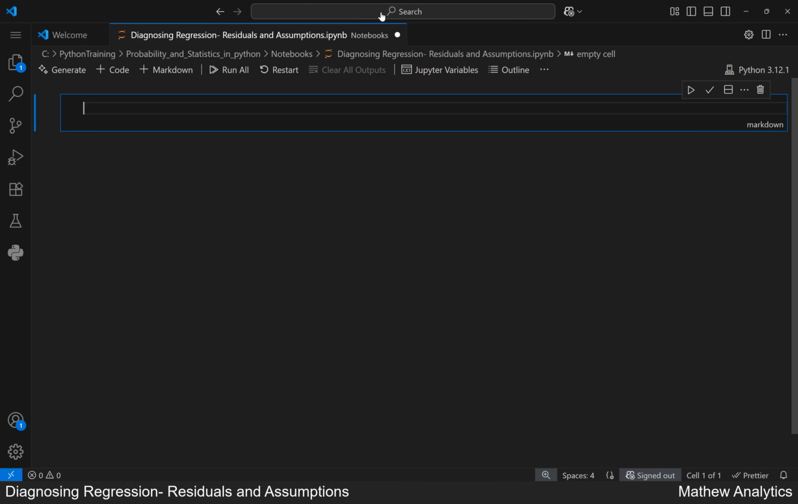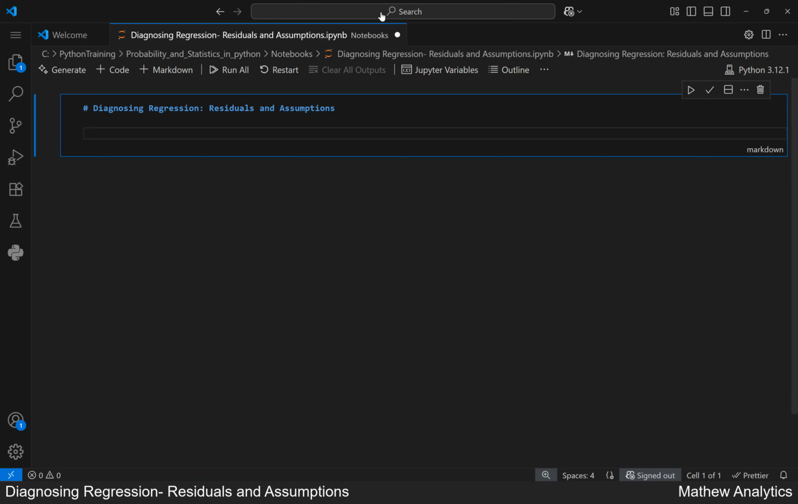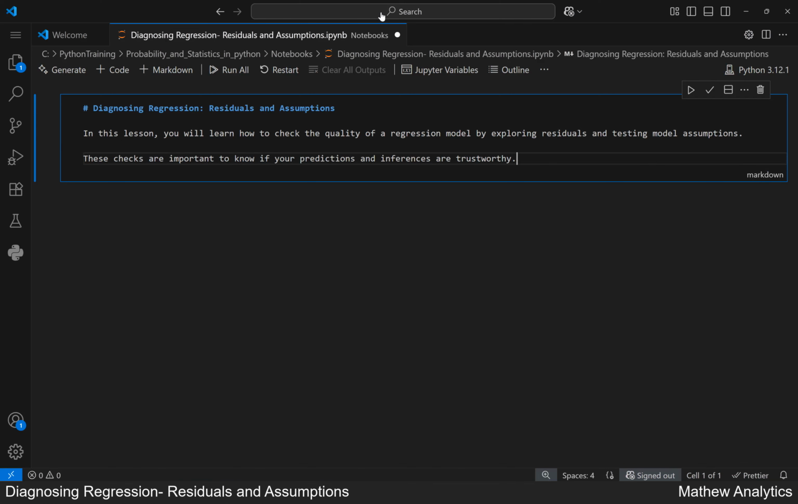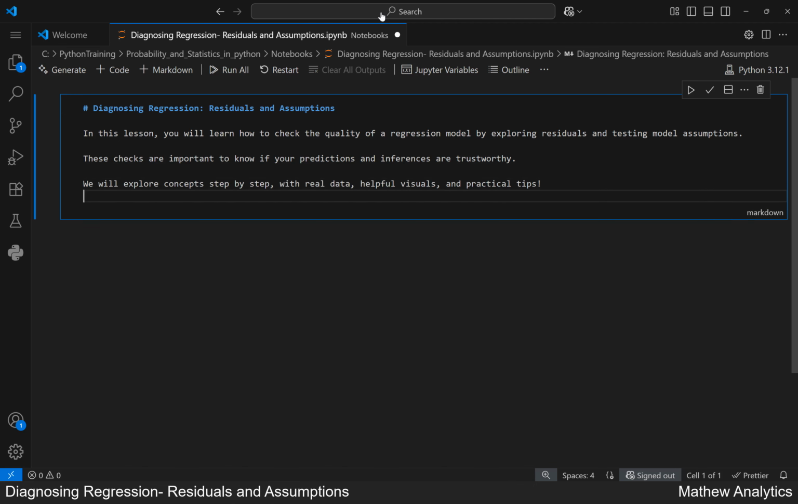Diagnosing regression, residuals and assumptions. In this lesson, you will learn how to check the quality of a regression model by exploring residuals and testing model assumptions. These checks are important to know if your predictions and inferences are trustworthy. We will explore concepts step by step, with real data, helpful visuals, and practical tips.